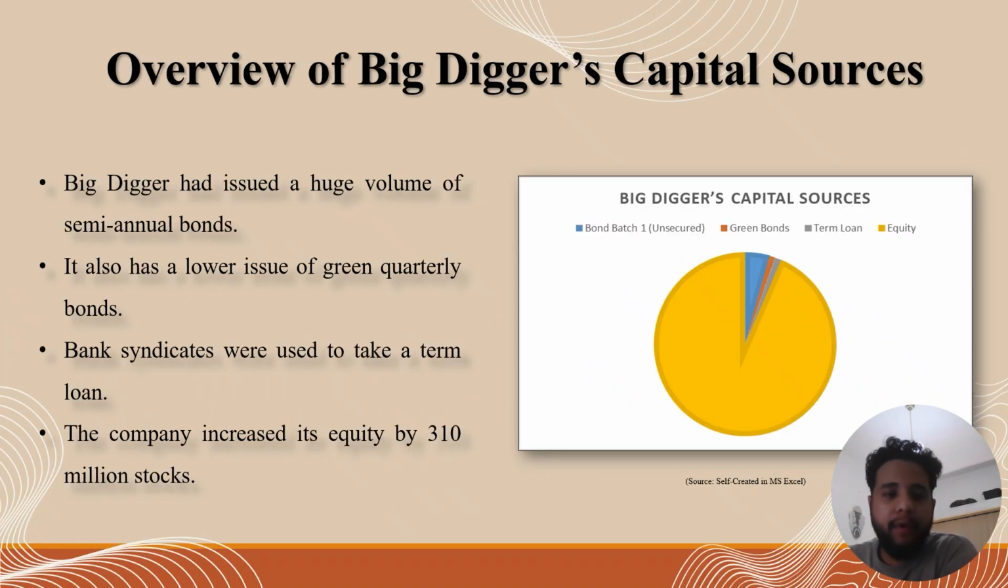Let's talk about an overview of Big Digger's capital sources. Big Digger has three forms of financing: two batches of bonds, regular and green, a giant bank loan, and equity. A pie chart indicates the level of contribution of each type towards the total financing in terms of market value. The highest is the equity share, the lowest is the term loan, the second lowest is green bonds, and the batch 1 unsecured bonds are the second highest.